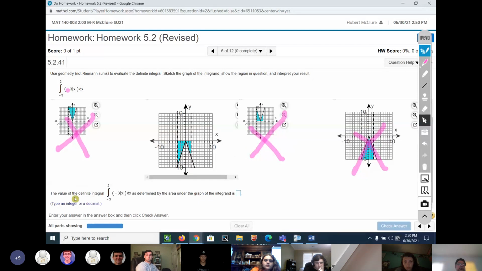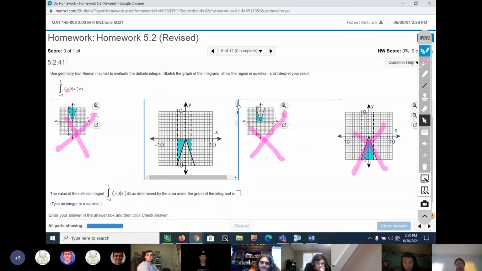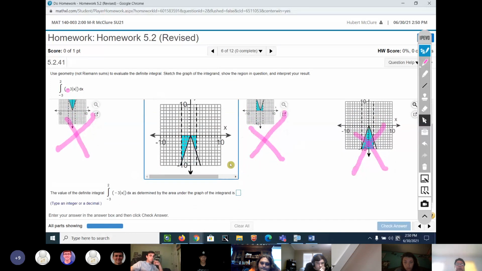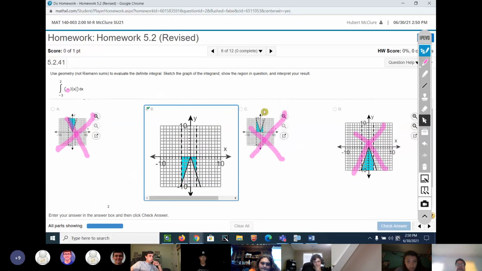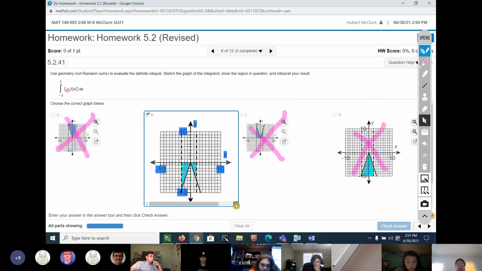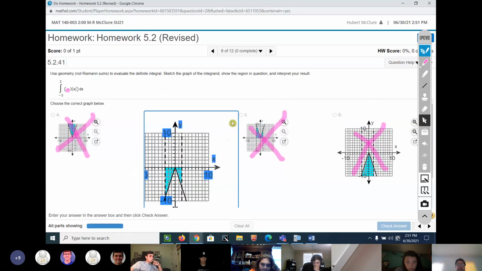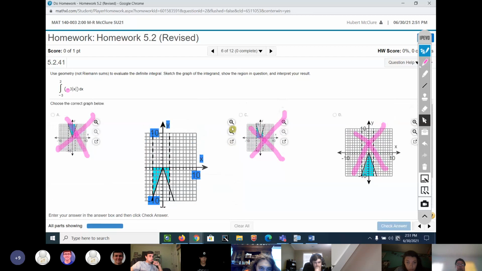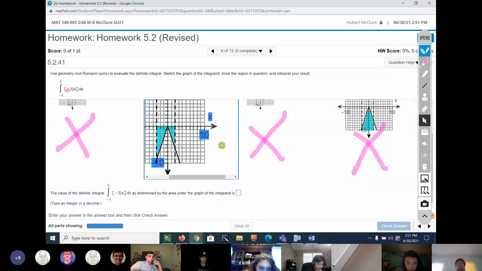Okay, the value of the definite integral is determined by the area under the graph, and the integrand is, well, I don't know what they're asking there, but I'm going to blow this up, and I want to find the area. And this is what I want y'all to be able to do. I want you to count those blocks right there, and I want you to tell me what you think that area is. Can I blow it up one more time? Maybe one more? There we go.